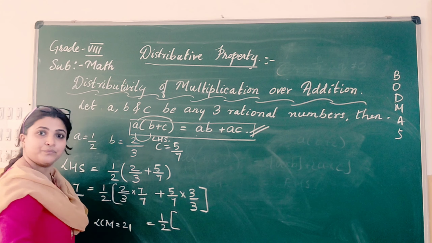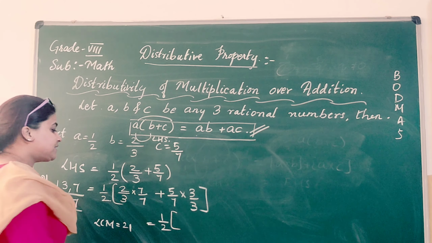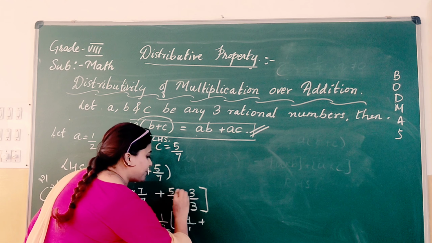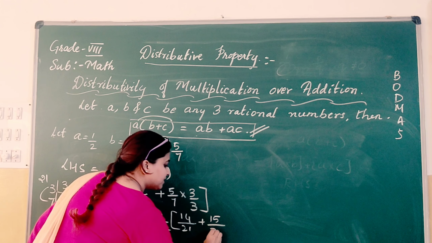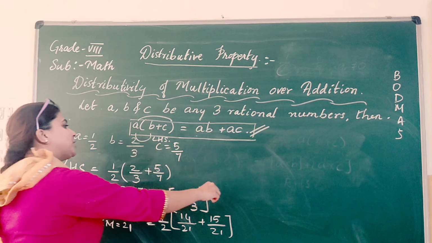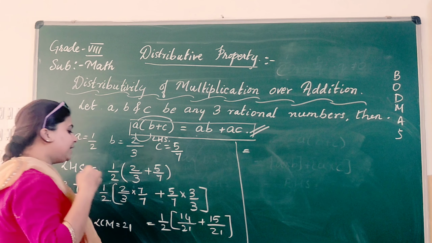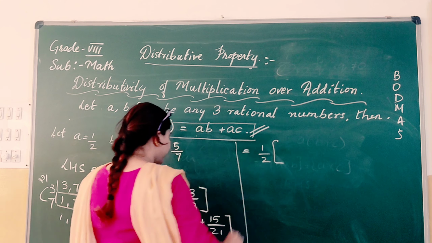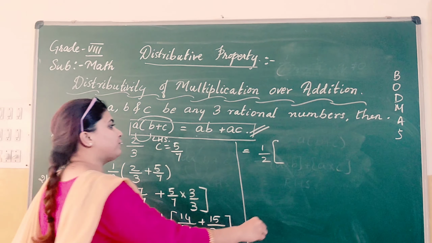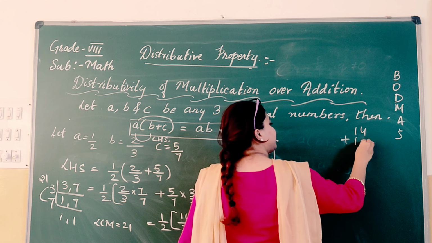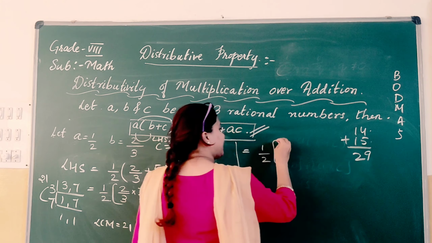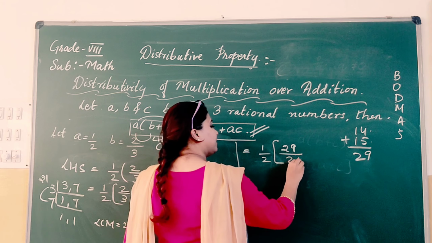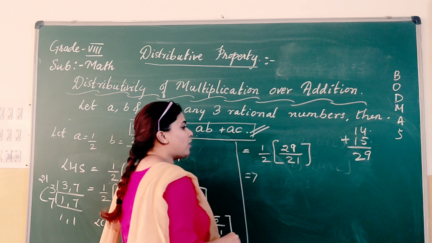Okay? Into 2 7s are 14 by 7 3s are 21, plus 5 3s are 15 by 7 3s are 21. Okay? Is equal to. Now, again write 1 by 2 as it is into, what is 14 plus 15, children? 14 plus 15, 9 to 29, correct? 29 divided by 21.